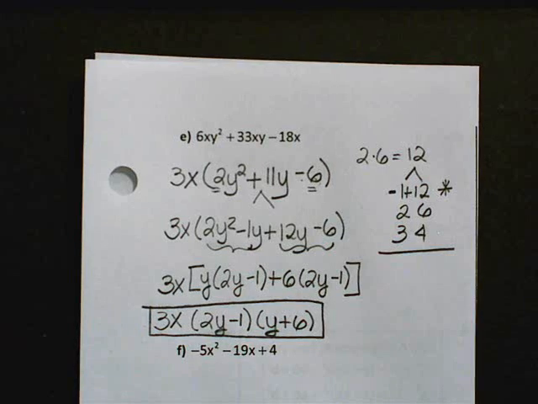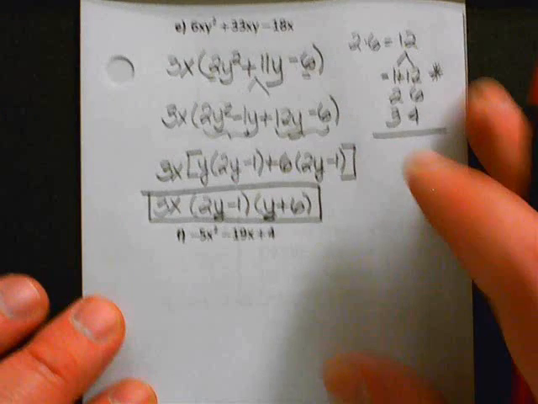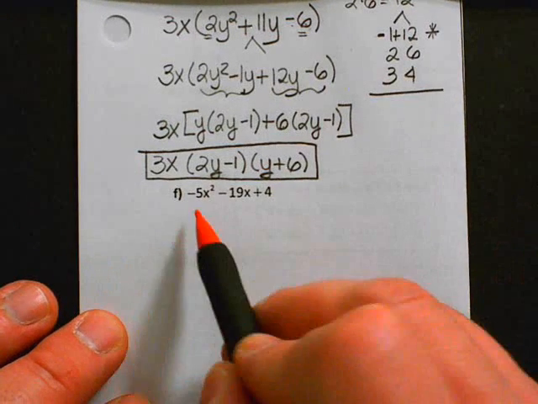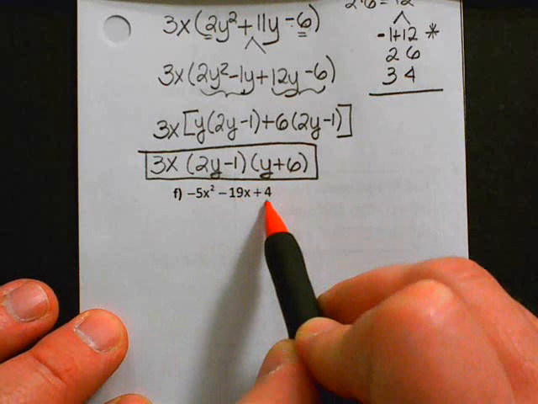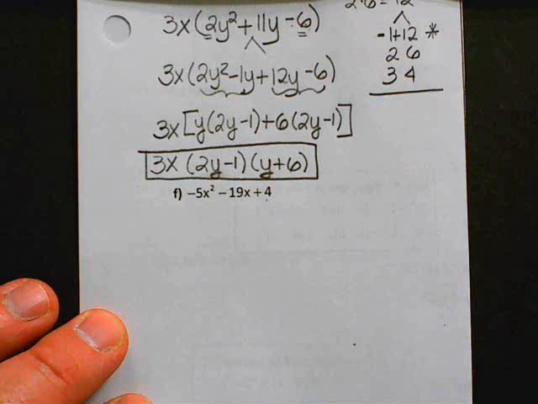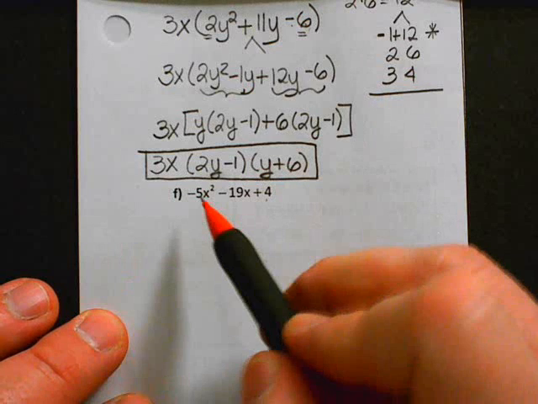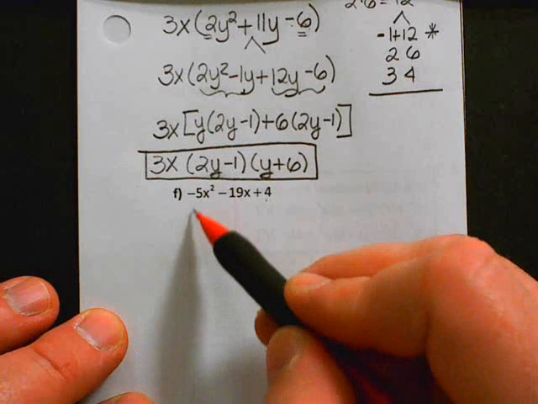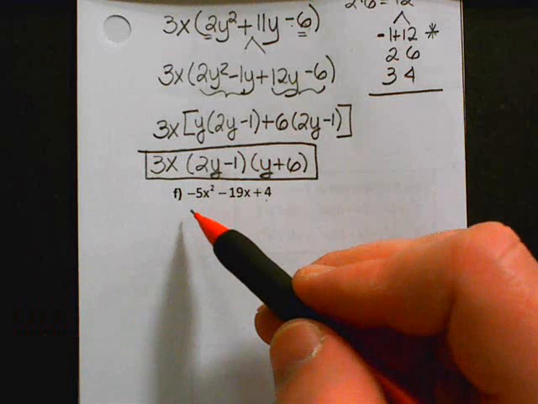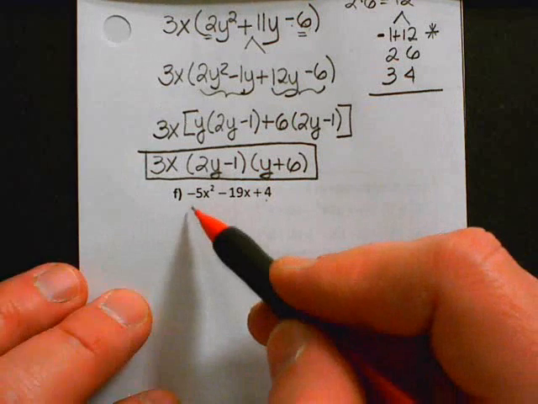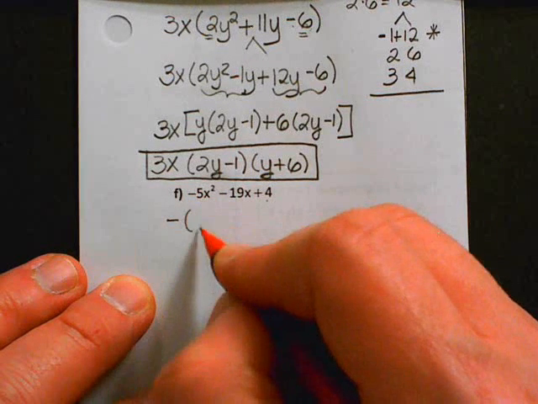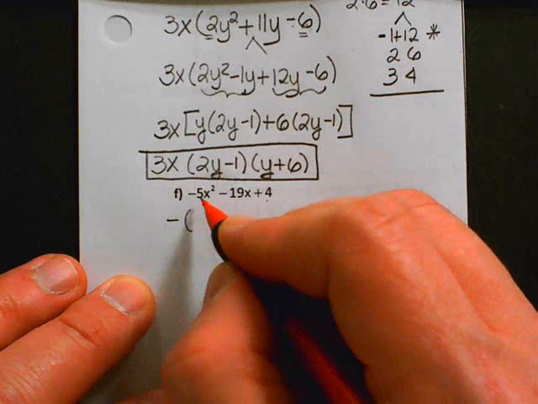Alright, let's proceed on to letter F. Again, as always, ask yourself, can I factor anything from all three terms? And the answer is no. But there's something different about this problem. This problem starts with a negative, and it's always best not to start with a negative. So in order to get rid of that negative, we're going to factor out a negative, and that will force the first term to be a positive.